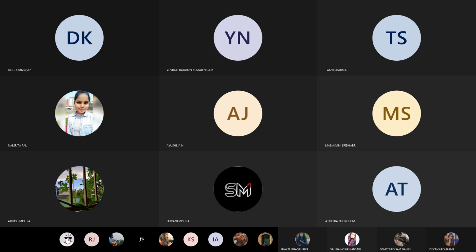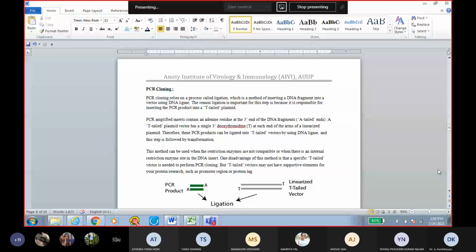So that was one way by which you could do it, by restriction enzymes. The second is called PCR cloning. Is my slide visible? It says presenting, but I'm not sure. Yes, sir, it's visible.